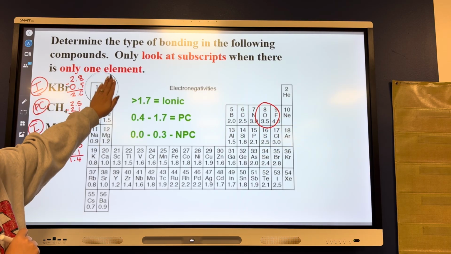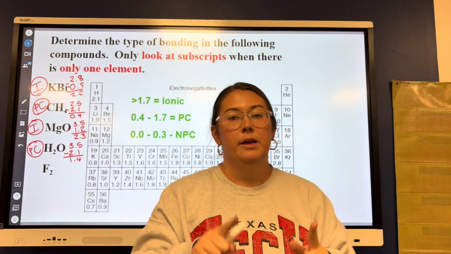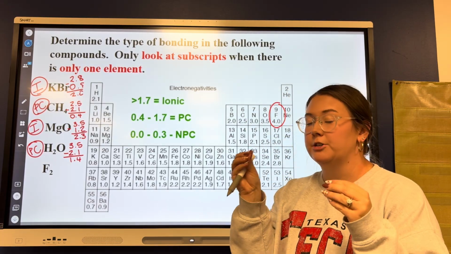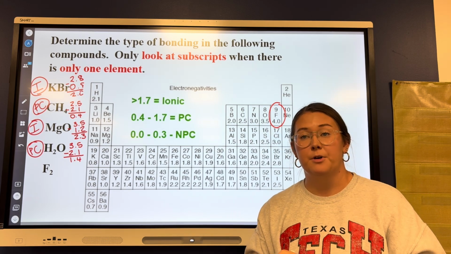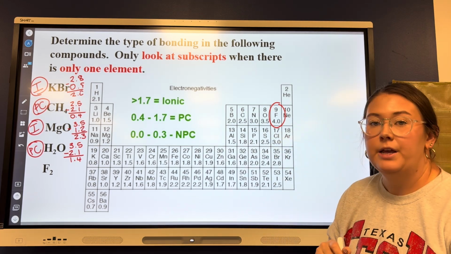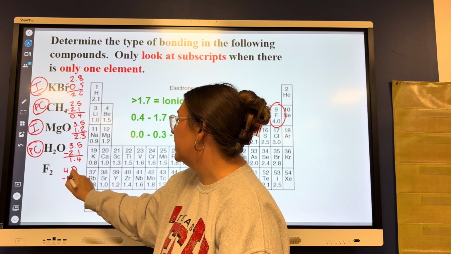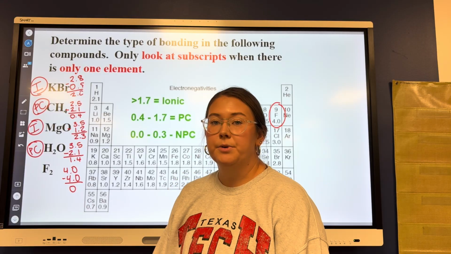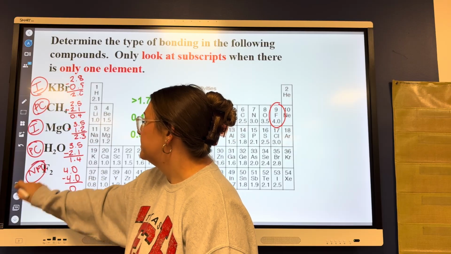Okay, lastly, we have F2, and here's the only time where the subscript matters, because it's telling us fluorine is bonded to itself. There are 2 fluorine atoms. That's one of your diatomic molecules that you need to have memorized. So fluorine and fluorine means you have 2 fluorine atoms. So 4.0 minus 4.0 is 0, which is going to fall nonpolar covalent.